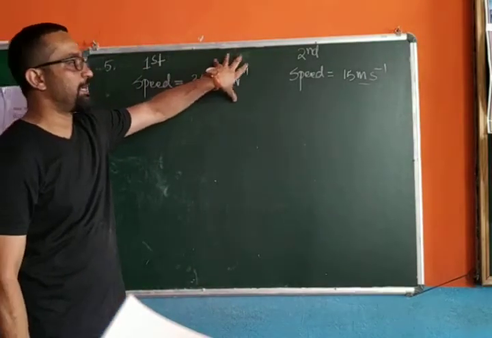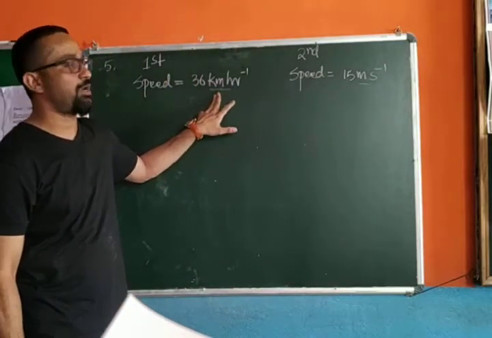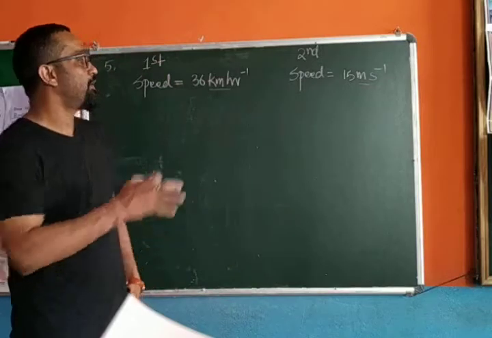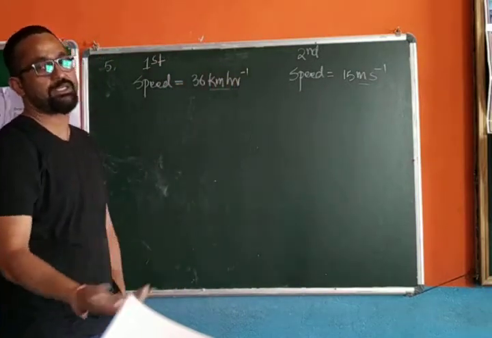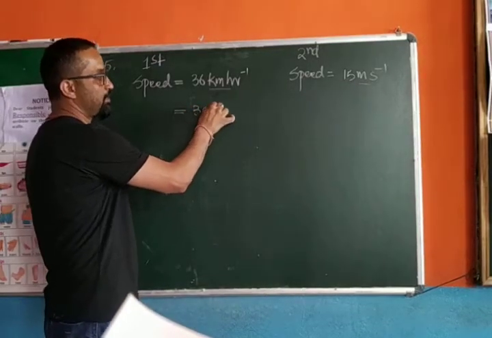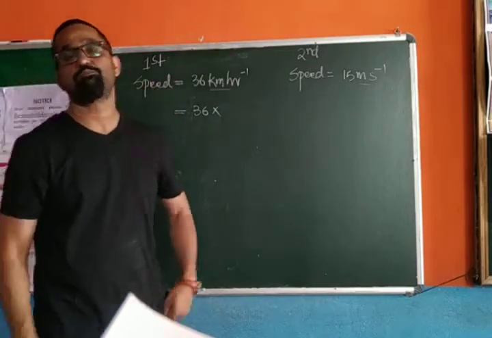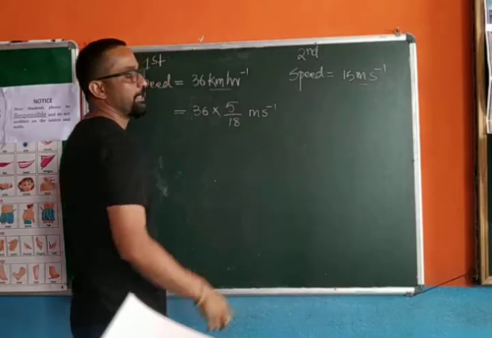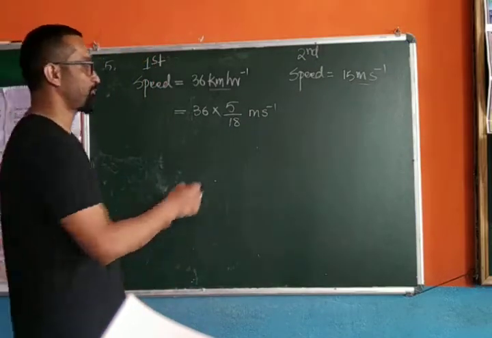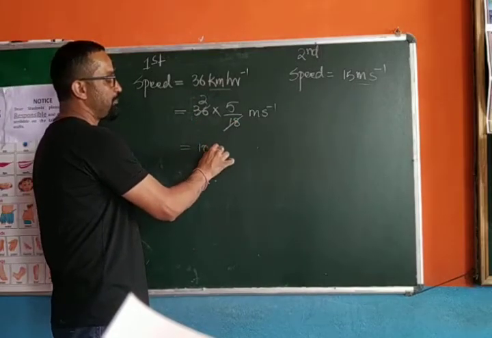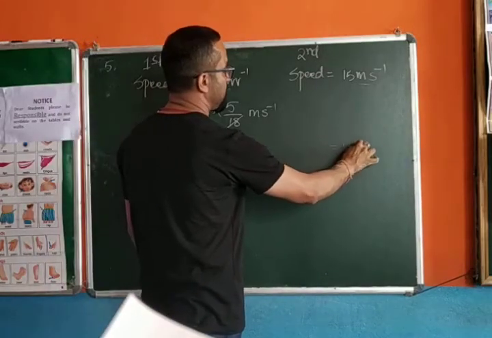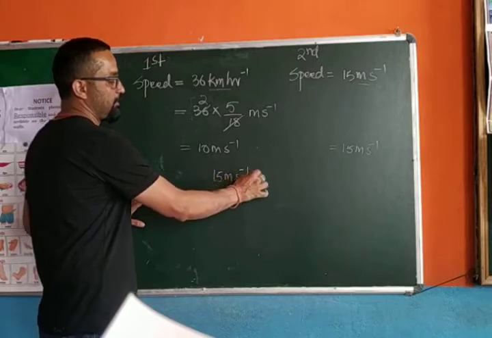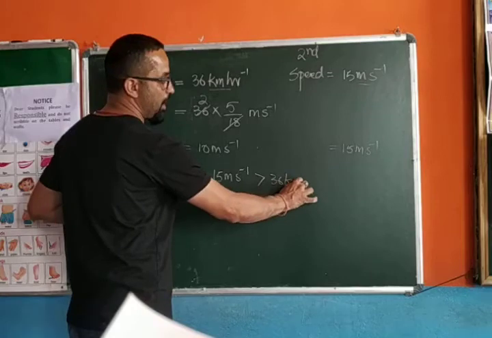First one is given in kilometer per hour, second one is given in meter per second. You need to change one of the speeds to the same unit. So I am changing this kilometer per hour to meter per second so that I can compare it. 36 multiplied by 5 upon 18, and the unit changes to meter per second, as I have explained in the previous video. 18 twos are 36, you get 10 meter per second, and second speed is 15 meter per second. Now compare and see which one is greater. 15 meter per second is greater than 36 kilometer per hour.